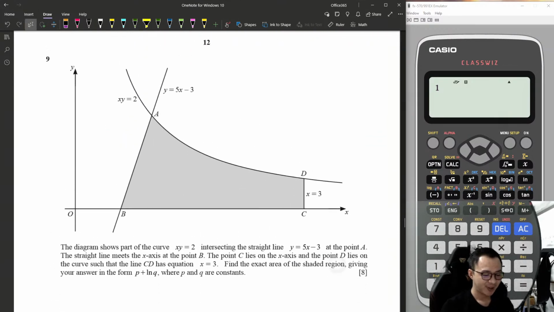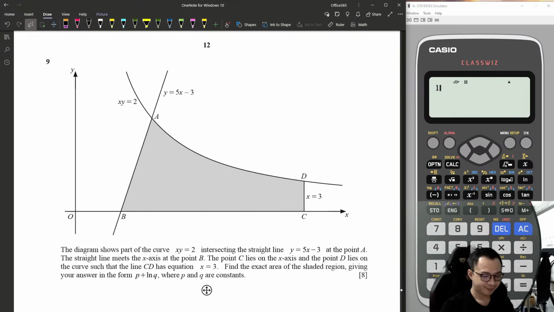Number 9. Area. I believe all the equations are given. I don't miss any information. So find the exact area of the shaded region. Give your answer in this pattern. Alright, to solve this one, I will always draw a 90-degree dotted line from the intersection point, because here I have a right angle triangle, so I can easily find that one.